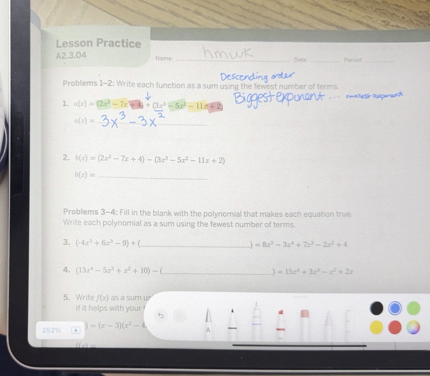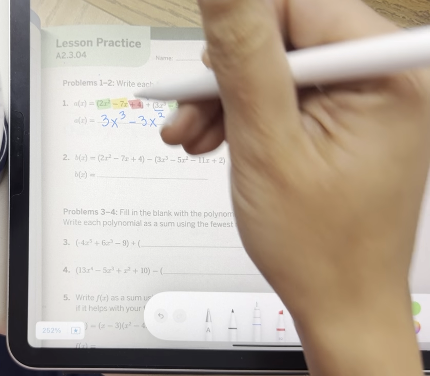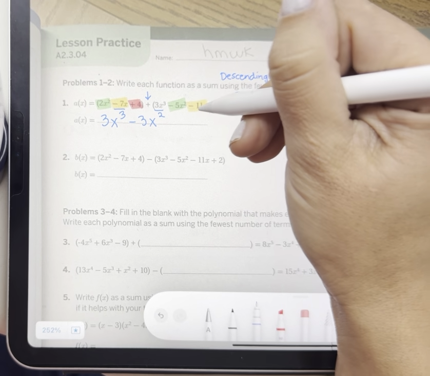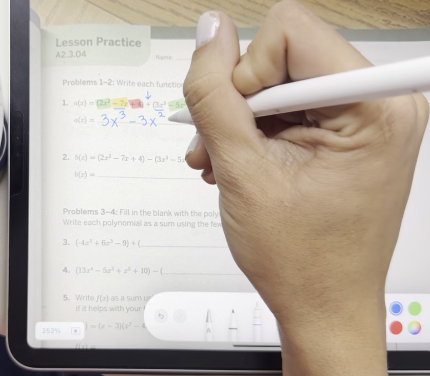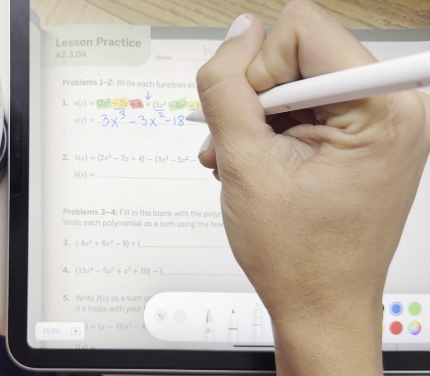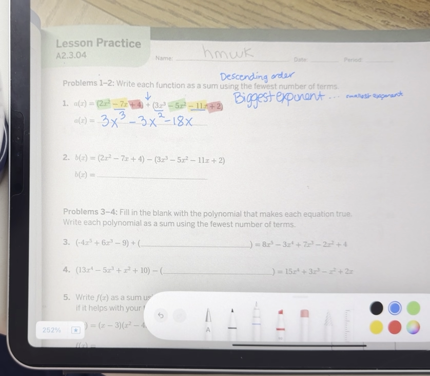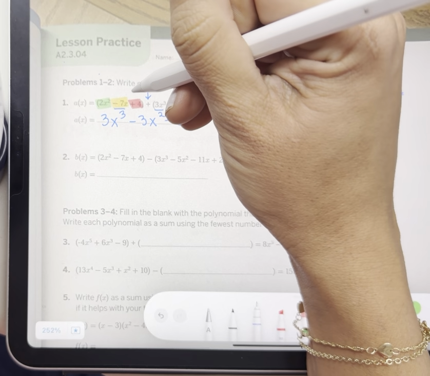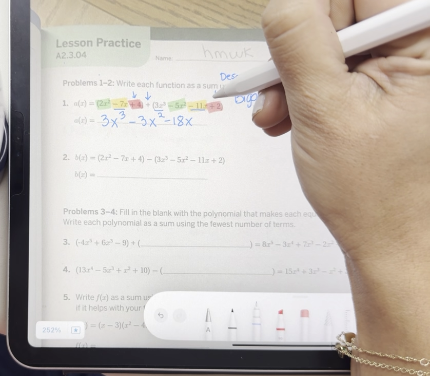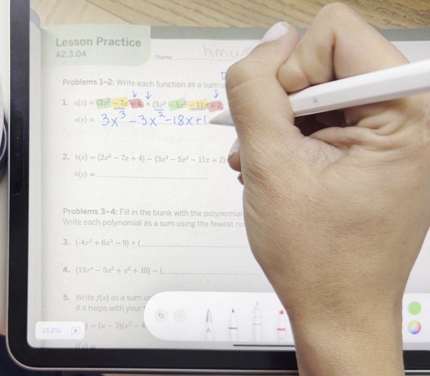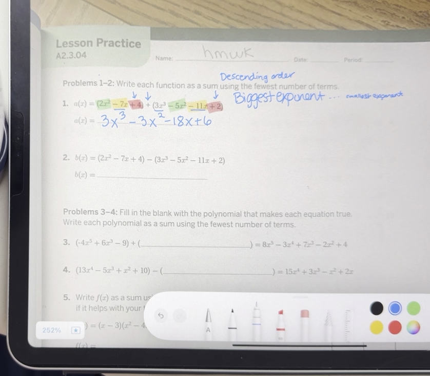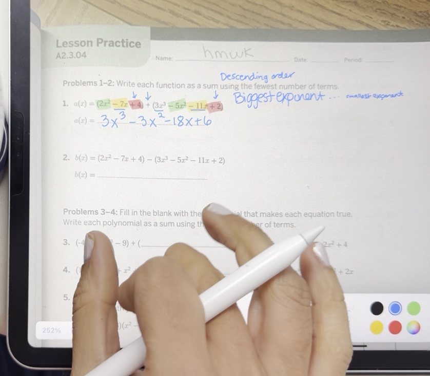And then now I go from x squared to x. So that's my negative 7x minus 11x, negative 18x. And then after that, it's the constant. Constant means just a number by itself, no variable. That's the 4 plus 2. So it's plus 6. Boom, done.